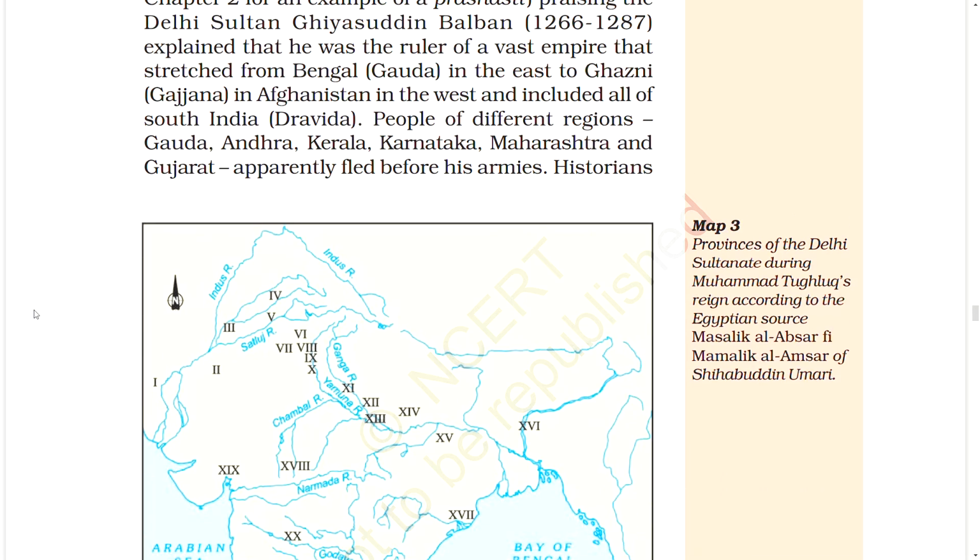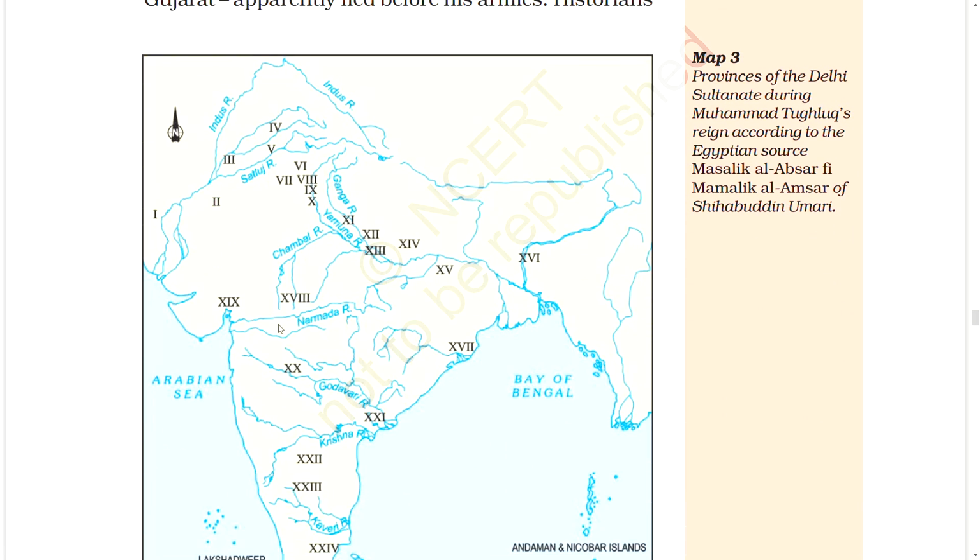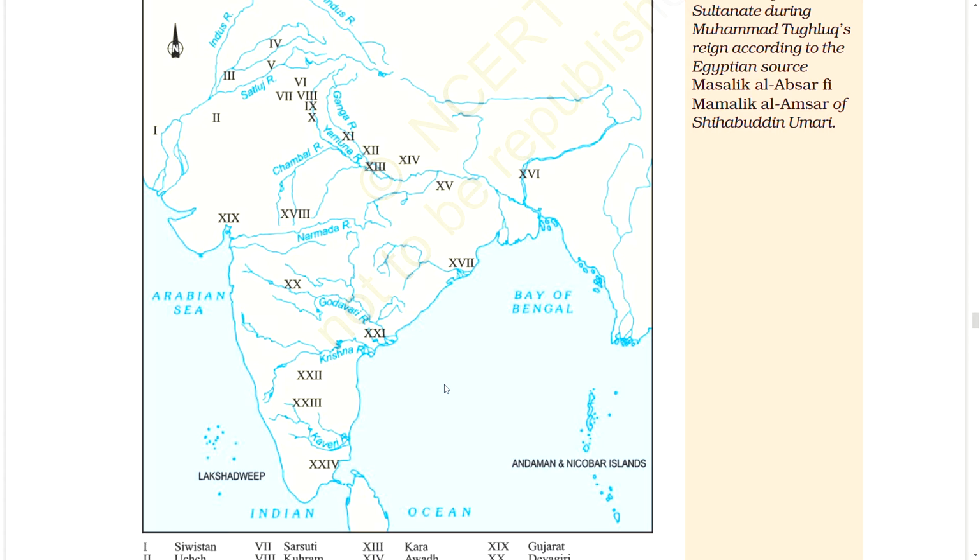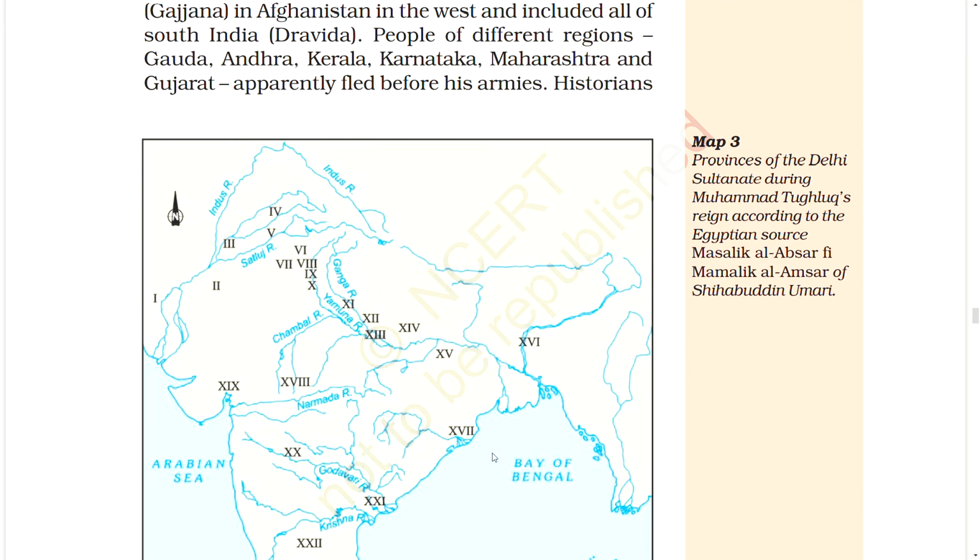Historians mapped the provinces of the Delhi Sultanate during Muhammad Tughlaq's reign, according to the Egyptian source Masalik al-Absar fi Mamalik al-Amsar of Shihabuddin Umari. Map.